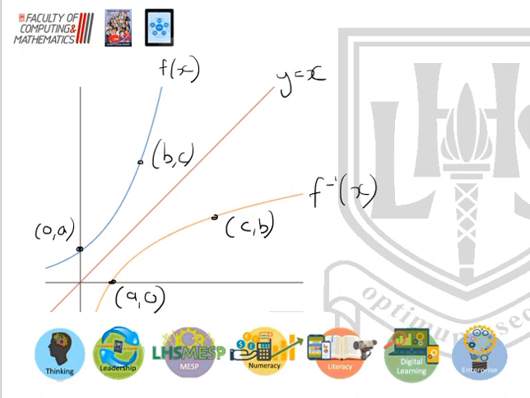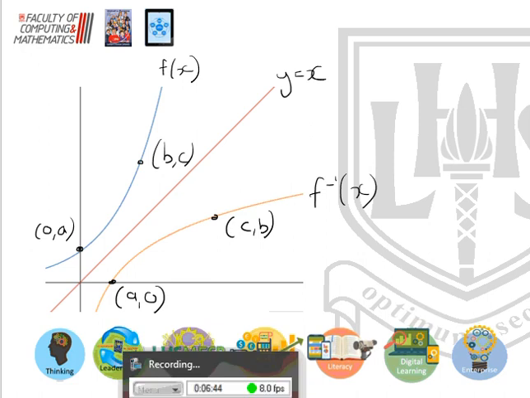So if you're given an f of x and you need to sketch the inverse, you just need to put your y equals x line in, and then sketch it over as a reflection in that line.